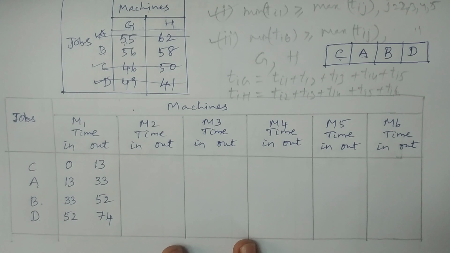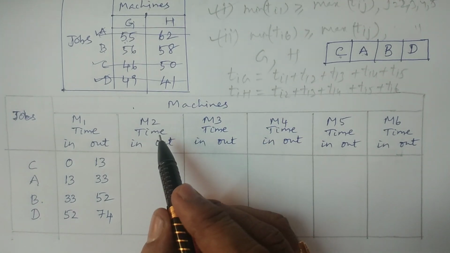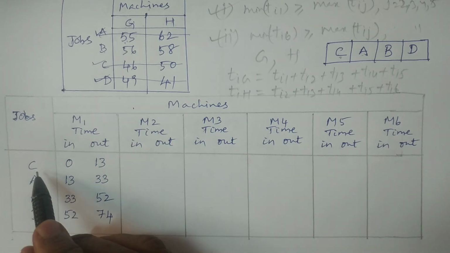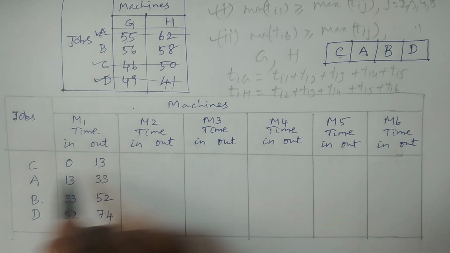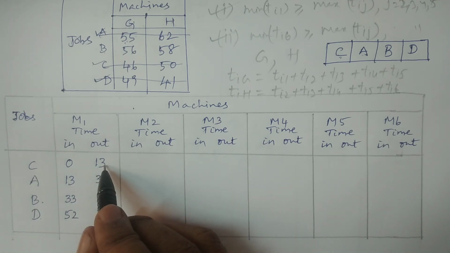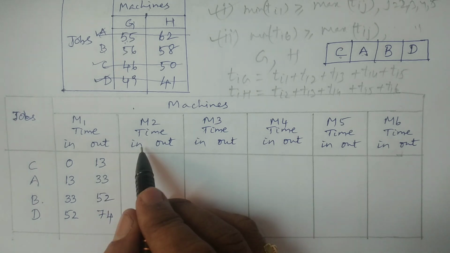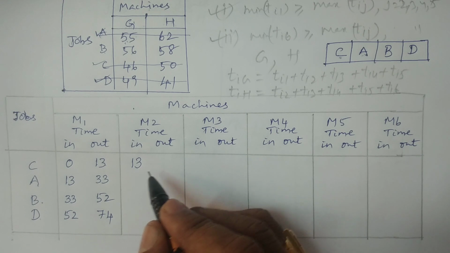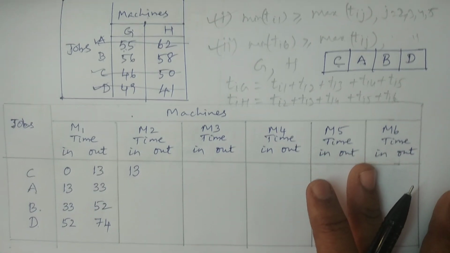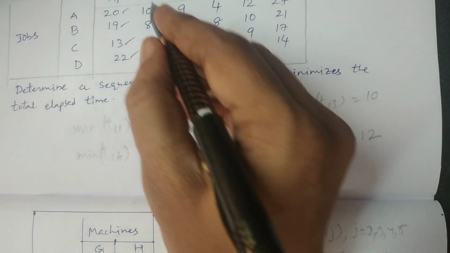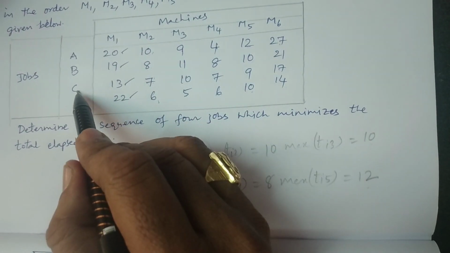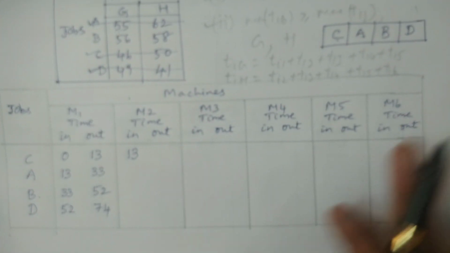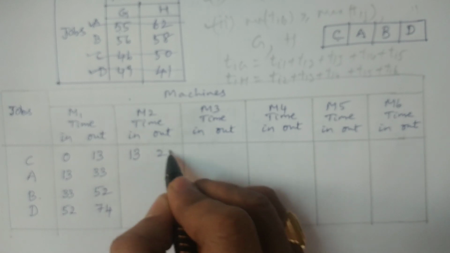Now come to machine 2, time in and time out. You have to consider all the processing times of machine 2 for the jobs respectively C, A, B, D. The time out for the first job C on machine 1 is the time in for machine 2, which is 13. Now plus the processing time for job C on machine 2. The machine 2 processing times are 10, 8, 7, 6. For job C it is 7. So 13 plus 7 is 20 time out.